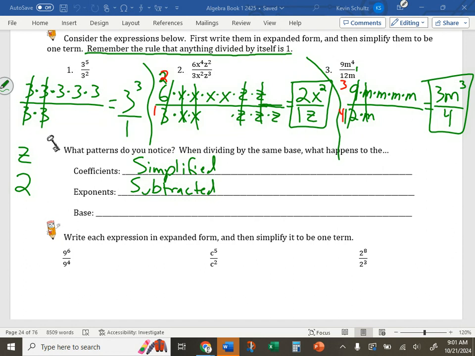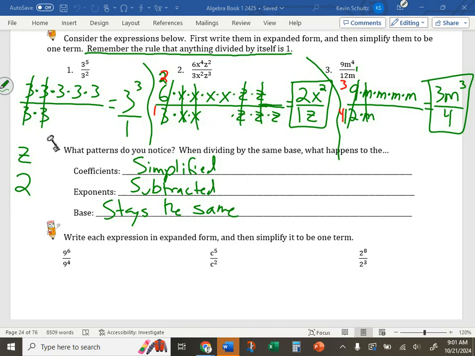As far as the bases, what happens to the base? Stays the same. Again, we have that tricky little spot where our base is a number. Kids all the time want to write 1 cubed because they divide 3 by 3, but the 3 is not a coefficient, right? Coefficients do get simplified: 6/3, 9/12. That 3 is a base. The base stays the same. Okay?